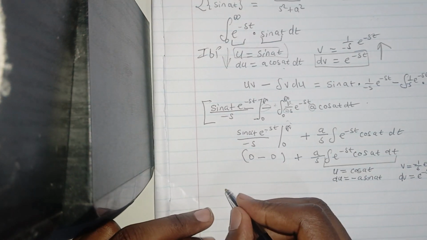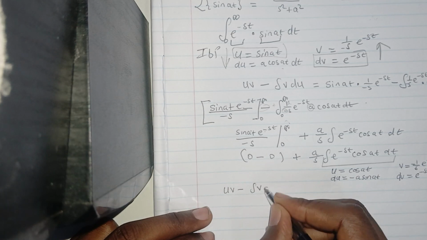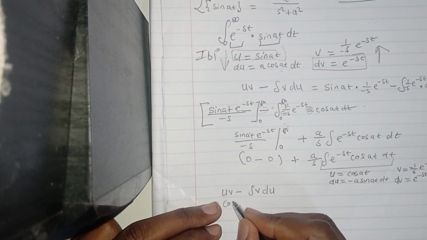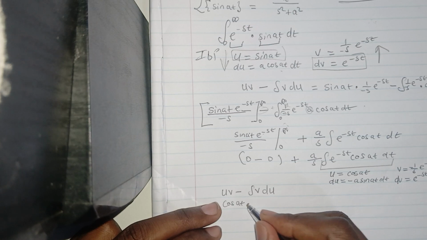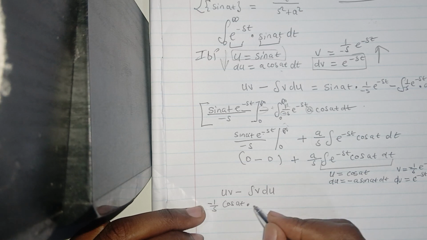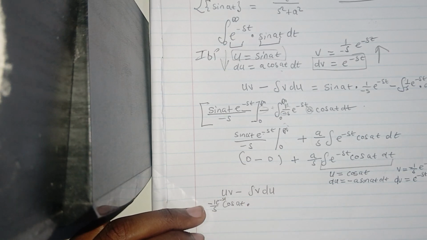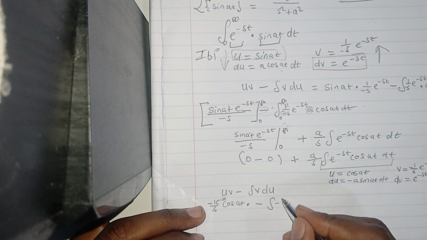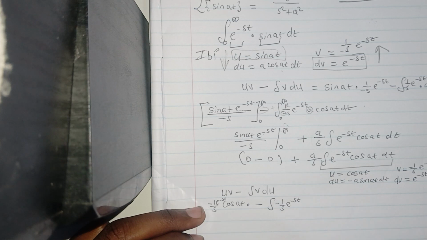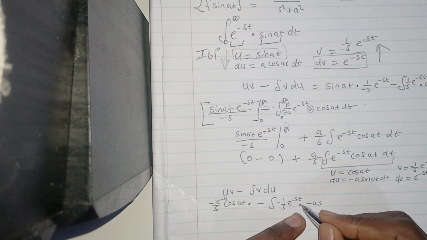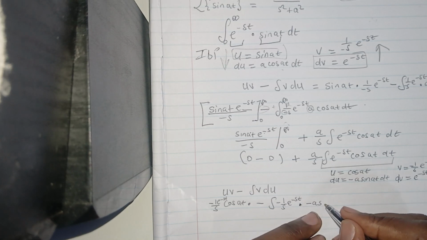Now, u v minus the integral of v du, right? So here there is dt as always. Now u is cos at. What about our v? Our v is negative 1 over s, and then e to the power negative st. Right. So now minus, what is our v? Our v is negative 1 over s e^(-st). And then we have negative a sin at. It's multiplied, we are not subtracting it.